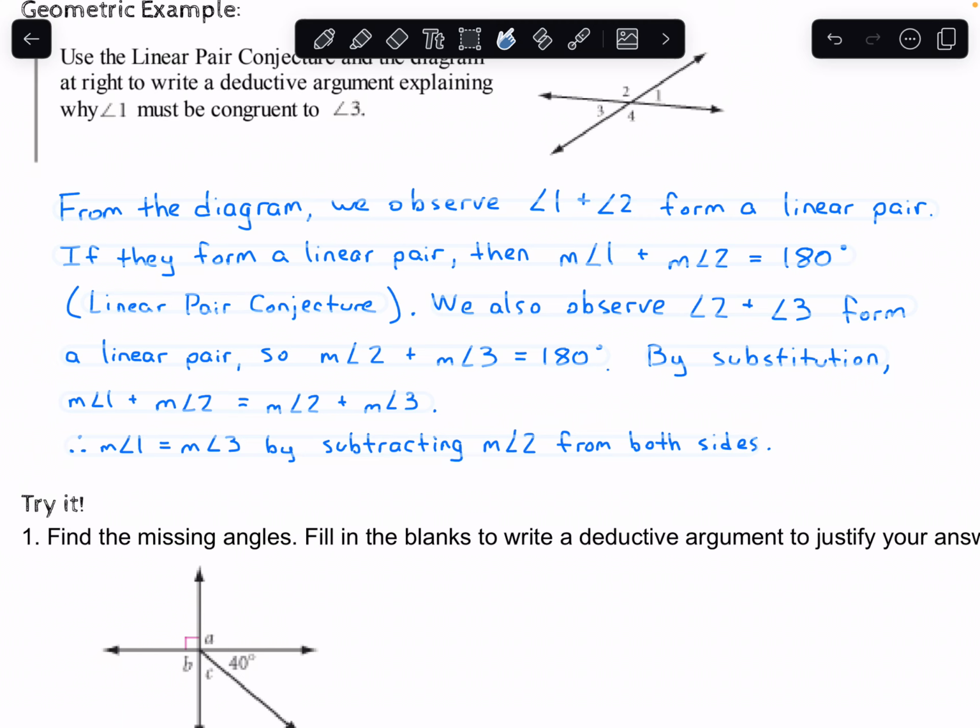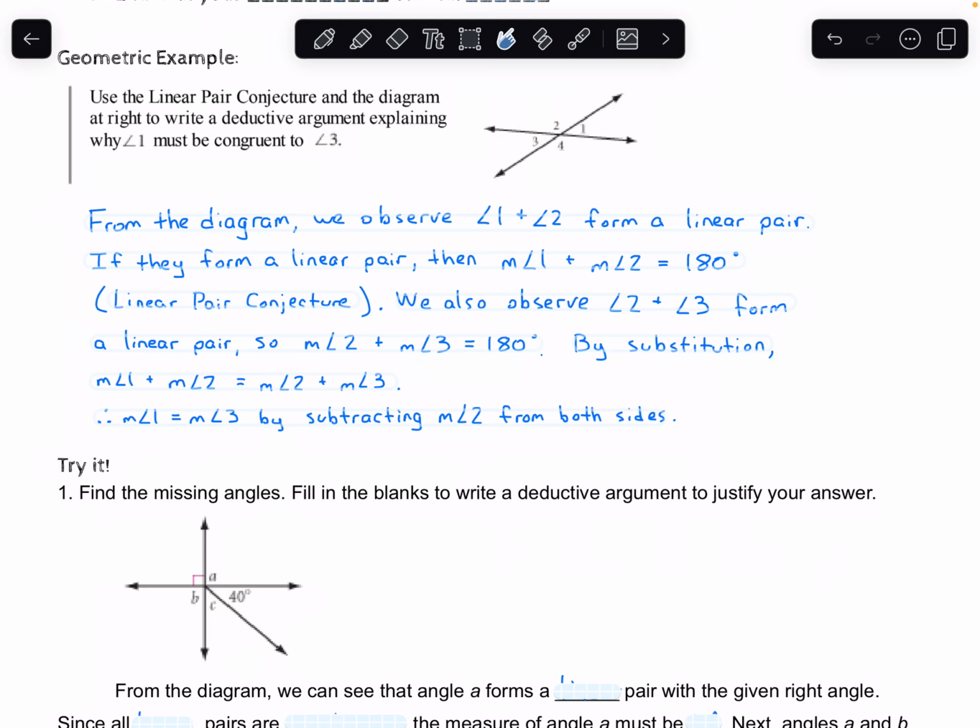Or we could have written this in reverse order. Subtract the measure of angle 2 from both sides to get the measure of angle 1 equals the measure of angle 3. Either order would be acceptable there. So there you have a full geometry example.